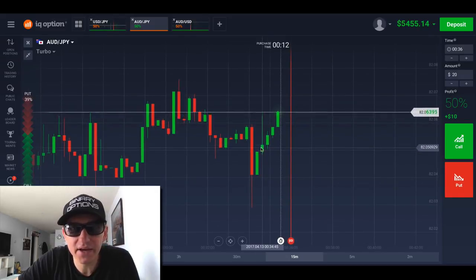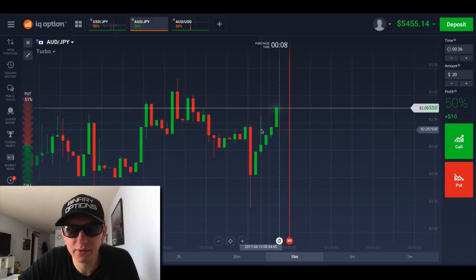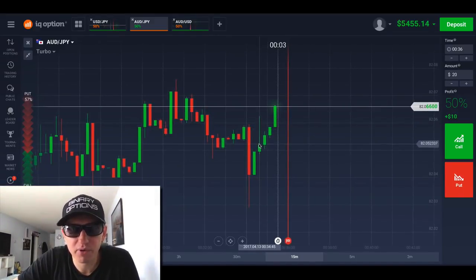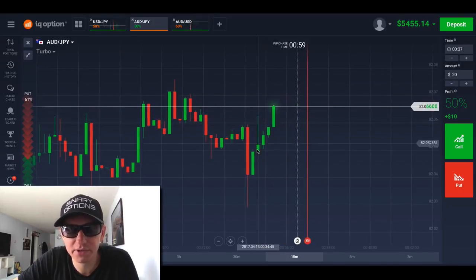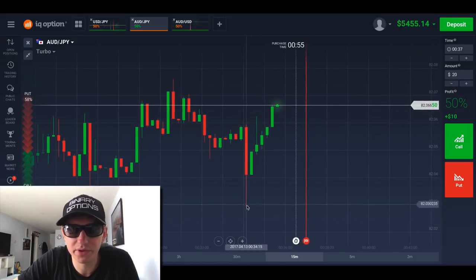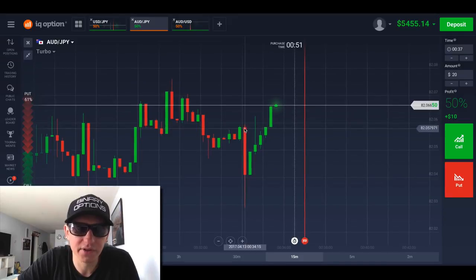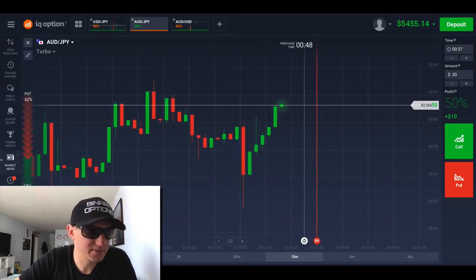These thin lines mean that during this minute there was a fluctuation of the price, and this was the highest price during this minute. This was the lowest price during this minute. The same with the red candles: the lowest price, the highest price, the opening price, and the closing price.